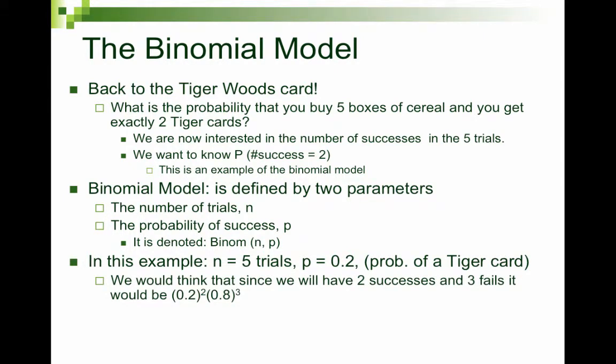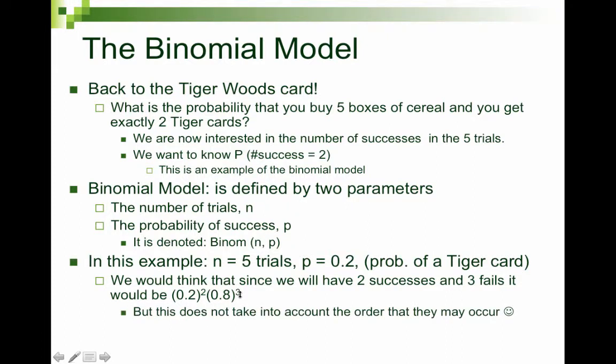So in this particular case, we would think that since we will have 2 successes out of 5, that means we're going to have 3 failures. Therefore, we would take our probability of success and square it and multiply it by our probability of failure to the 3rd power for the number of successes and the number of failures.